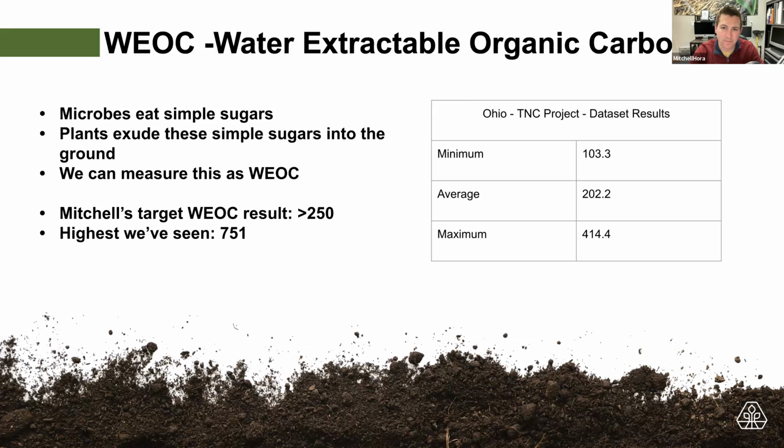Rick, anything I missed on that with WEOC? No, and I think we call that the percent max score that he touched on.